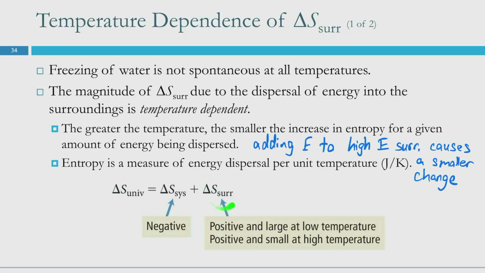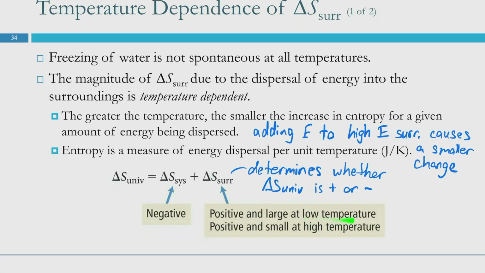Then our change in entropy of the surroundings, relative to our change in entropy of the system, determines whether the change in entropy for the universe is positive or negative. So there's going to be a limit of how far we can push the change in entropy of our surroundings to keep our change in entropy of the universe positive.